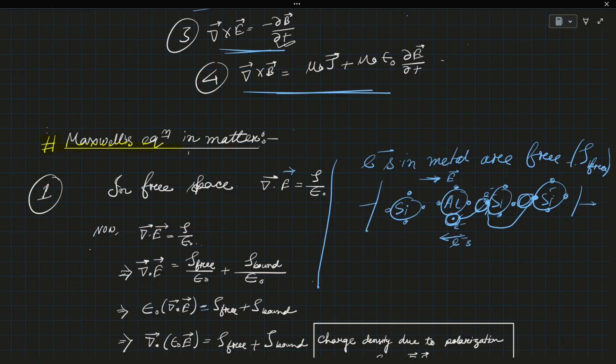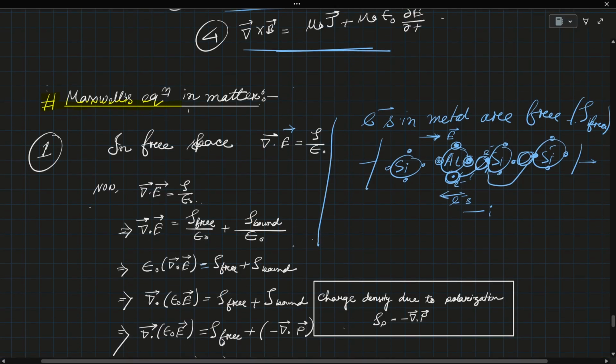As electrons are moving towards this side, there will be a charge on this side. These charges are bound charges. The electrons can't go anywhere; they are restricted to move only through these sides. So these are bound charges, and the charge density will be the bound charge density. This is the concept of free charge density and bound charge density.